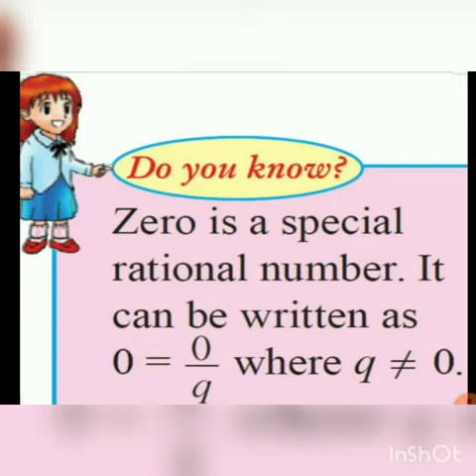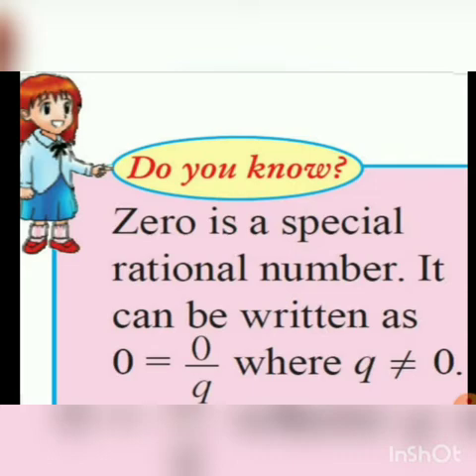So, is 0 a rational number? Yes, 0 is a special rational number. Why? Because 0 can be expressed in the form p by q. 0 can be written as 0 by q, isn't it? 0 divided by any number is 0 itself. You have studied it, isn't it? Any number multiplied by 0 is 0, and 0 divided by any number is 0. But any number divided by 0 is not defined. Children, keep in mind, division by 0 is not defined.